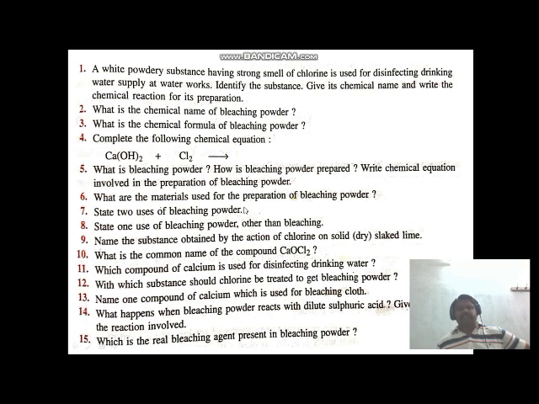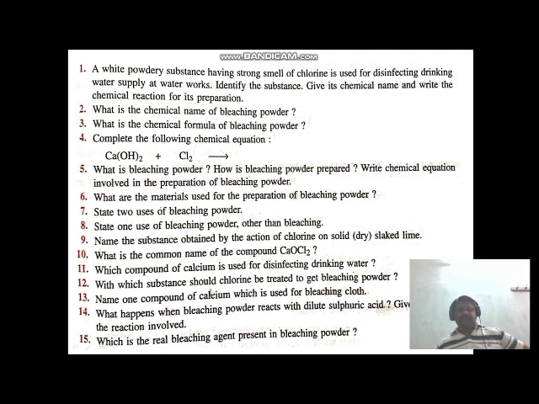State two uses of bleaching powder. State one use of bleaching powder other than bleaching. That means other than the cleaning purpose, not removing colors, etc. Name the substance obtained by the action of chlorine on dry slaked lime. What is the common name of the compound CaOCl2? Which compound of calcium is used for disinfecting drinking water?